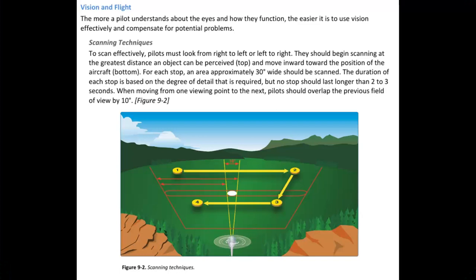Here again, it talks about your scanning techniques. You want to spend no more than 2 to 3 seconds in a 10-degree field of view. So you break your field of view up into 10-degree segments across the area that you're scanning. It's not just a constant left to right. You move 10 degrees, temporarily pause 2 to 3 seconds, and then continue to move. So it's left to right, down, right to left, down, left to right, broken up into 10-degree segments the whole time, with 2 to 3 seconds spent in each segment. That's the best way to maximize being able to see what's going on in that area.